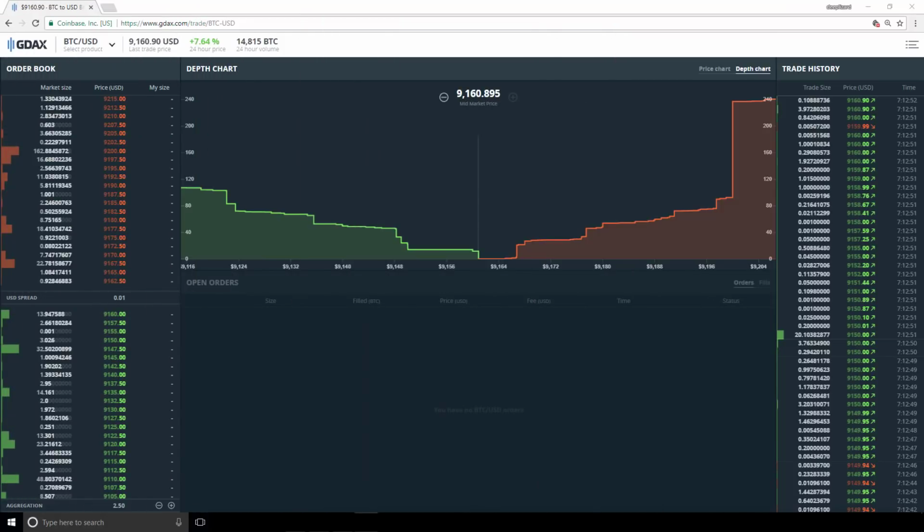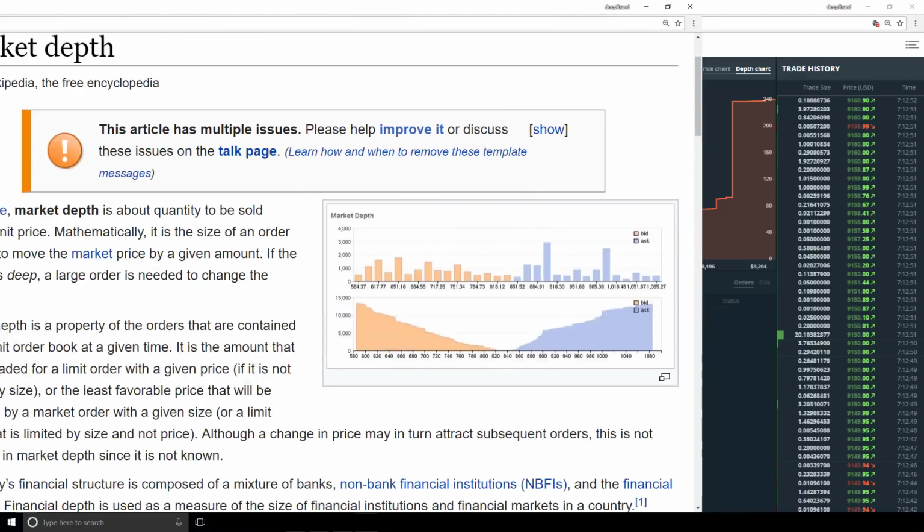We now know how each point is calculated, so let's talk about why the chart is called a depth chart. To understand this name, we need to introduce another concept, and this concept is market depth.